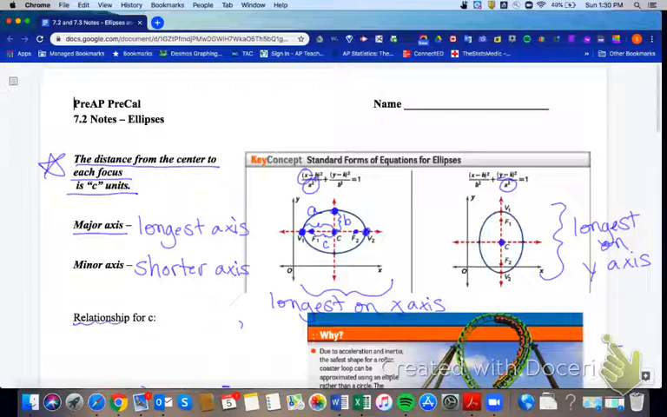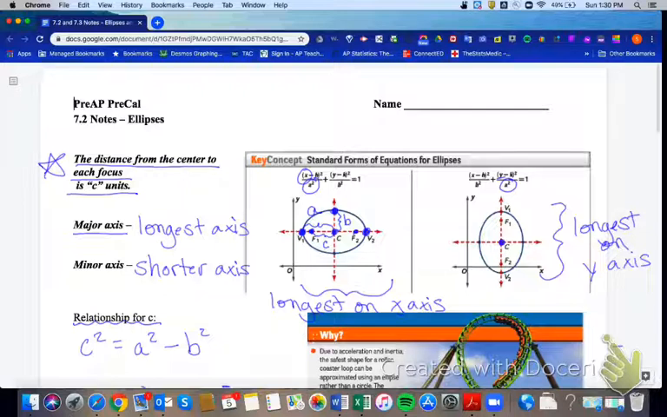Now there's a relationship for c based off of a relationship with a and b. C squared equals a squared minus b squared. All right, so it's very similar to the Pythagorean theorem, but it's a little bit different. You have to subtract a squared minus b squared, and that gives you c squared.